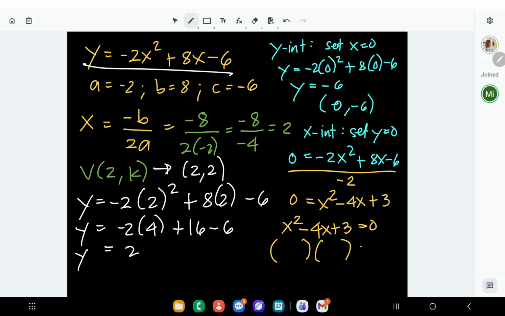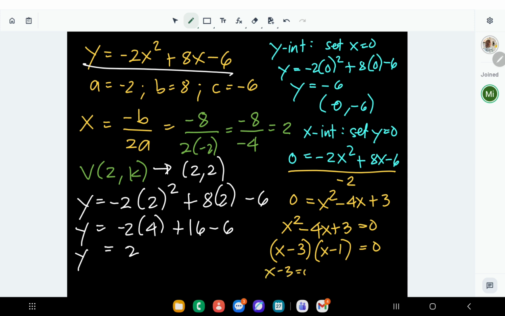this. So make sure you know how to factor. If you cannot factor, then use the quadratic formula, okay? If it takes you time to factor, even if the function is factorable, if you think it takes you time, then use the quadratic formula. It will be easier. Okay, so to factor this, we look for factors of 3 that when we multiply them, it would equal +3, and when we add them up, it will equal -4. So that would be -1 and -3.